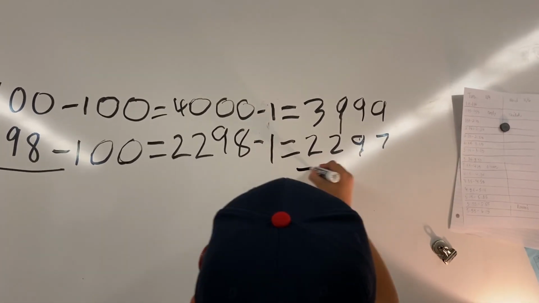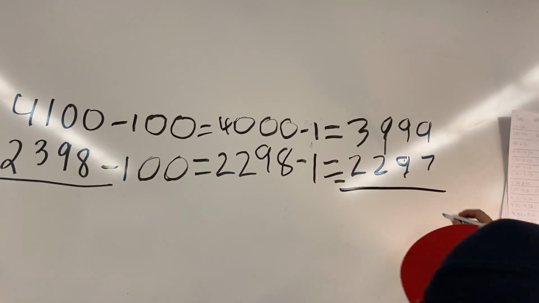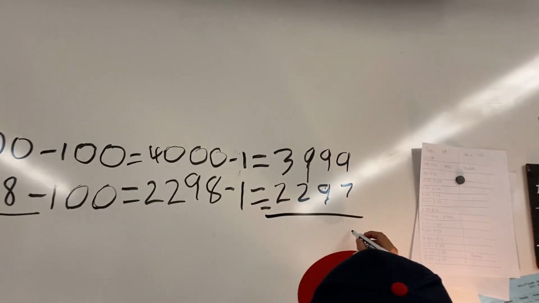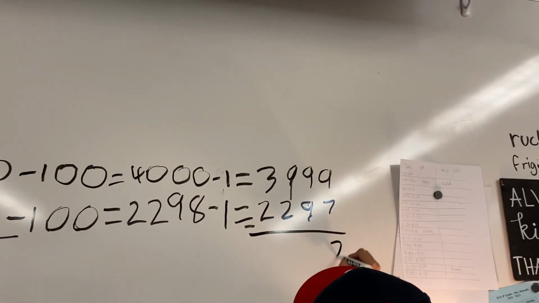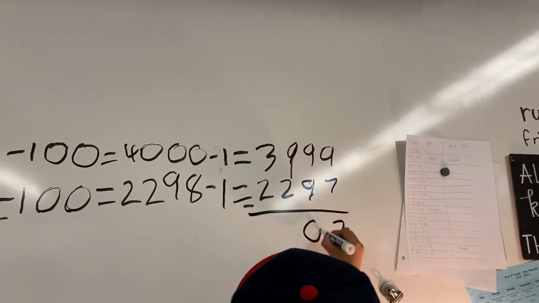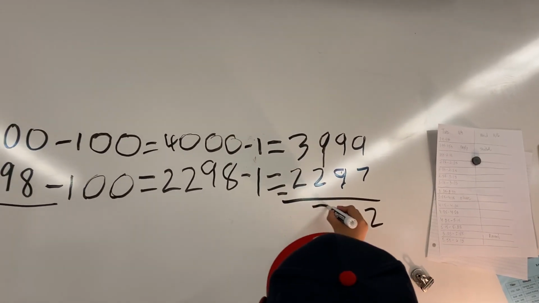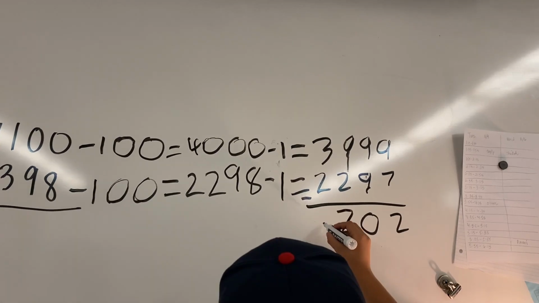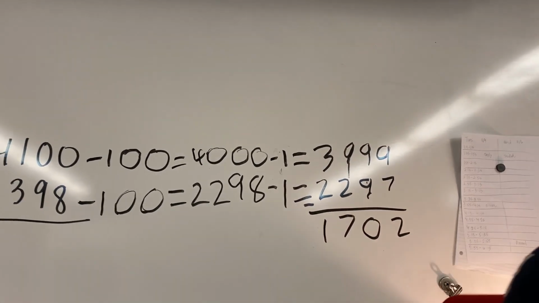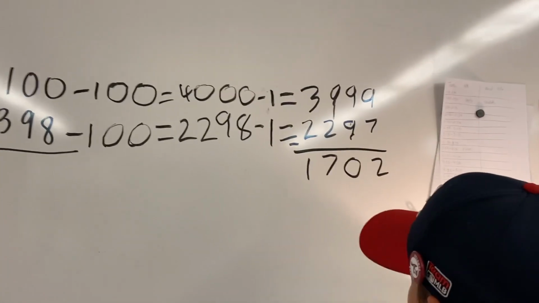And then now we do the problem, and now it's much easier. 9 minus 7 is 2. 9 minus 9 is 0. 9 minus 2 is 7. And 3 minus 2 is 1. The answer is 1,702.